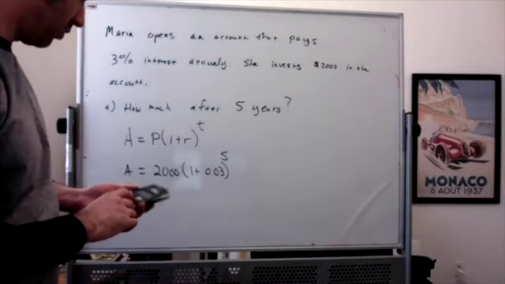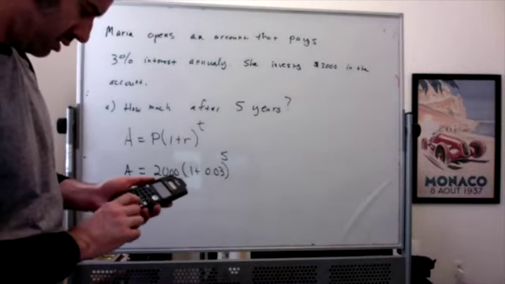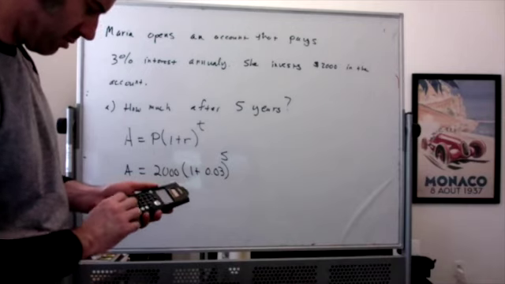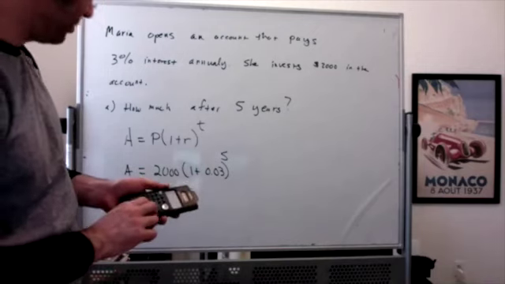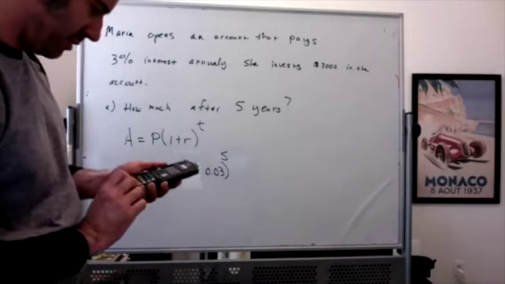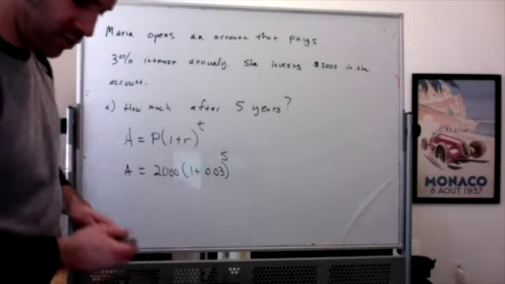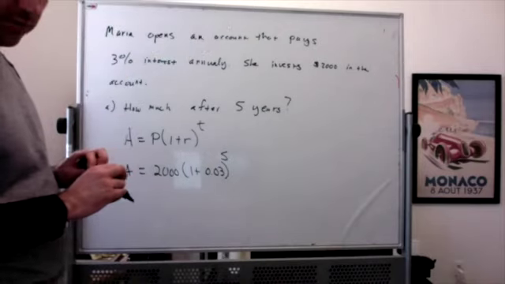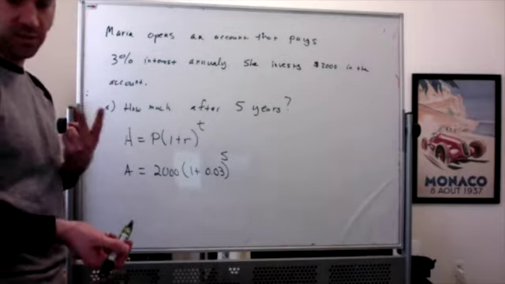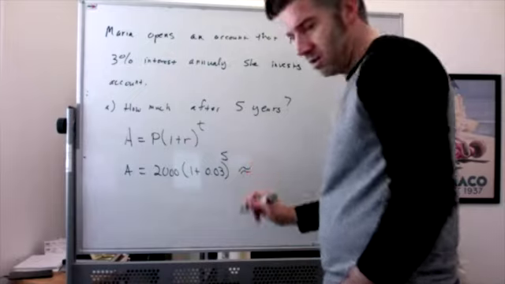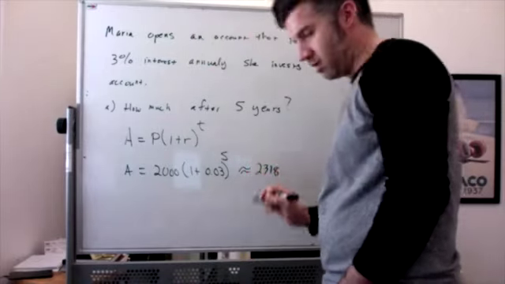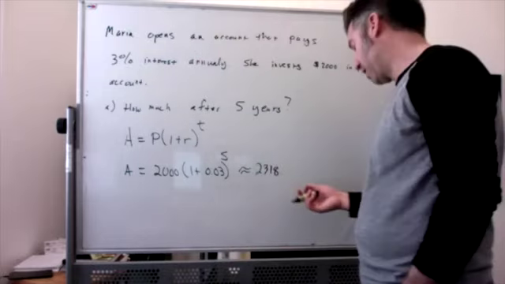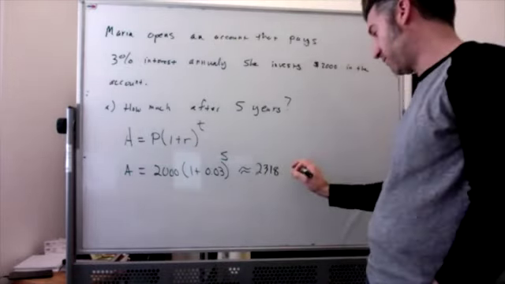So here's what I'm going to do. I'm going to do 1.03 to the 5th power. That's going to be approximately 1.159. And then I'm going to multiply that by 2,000. And then I'm going to get a number: 2,318.548149. I'm going to round it to the second decimal place because that makes dollars and cents. So this is approximately $2,318.55. I'm going to round up since it's 548, so I'm going to round it up to 55.